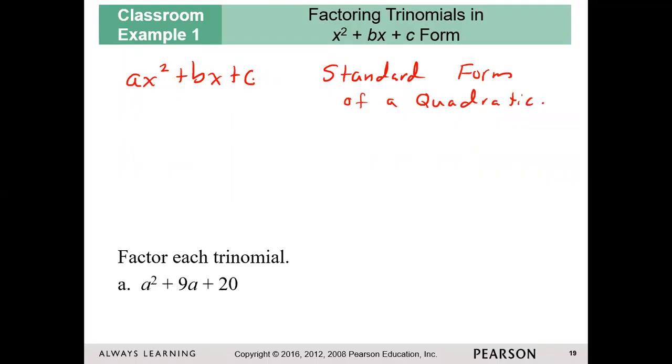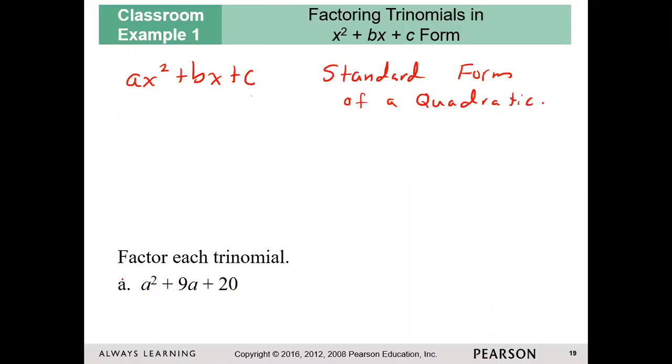It's not a quadratic equation because there's no equal sign. We'll talk about that a little bit later on in this chapter. But right now, this is standard form of a quadratic where a is the coefficient of your x squared term, b is the coefficient of your x term, and c is your constant as usual. So in order to factor these quadratic trinomials, these are definitely quadratic trinomials because they're in the shape of standard form, ax squared plus bx plus c. Now I know these are a's and not x's, but that's neither here nor there. Ignore the fact that these are not x's. These are just your variables.